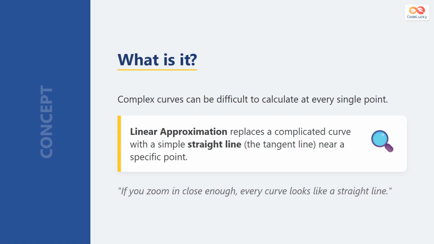So, what exactly is linear approximation? Imagine a curvy roller coaster track. It twists and turns. But if you were to zoom in really close to just one specific point on that track, the curve would look almost like a straight, flat line. That is the core concept. We replace a difficult curve with a simple tangent line near a specific point to make our math much easier.